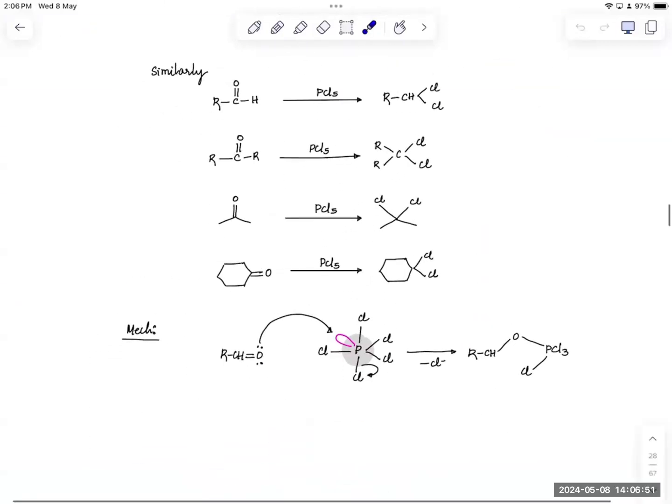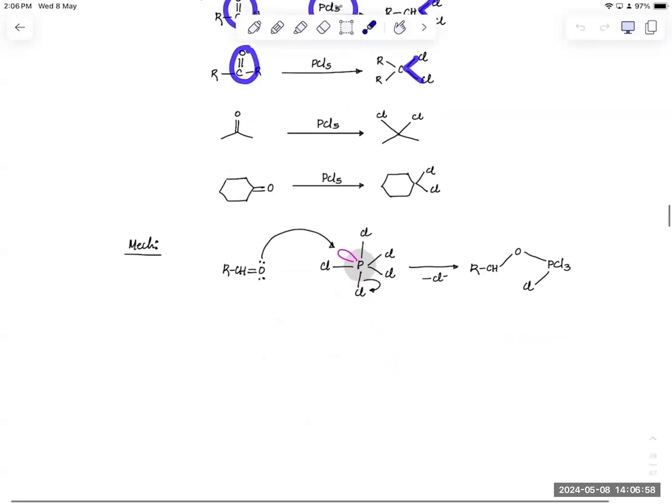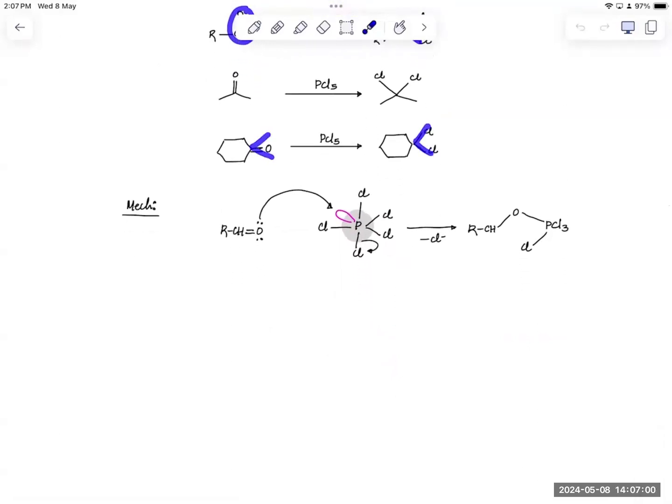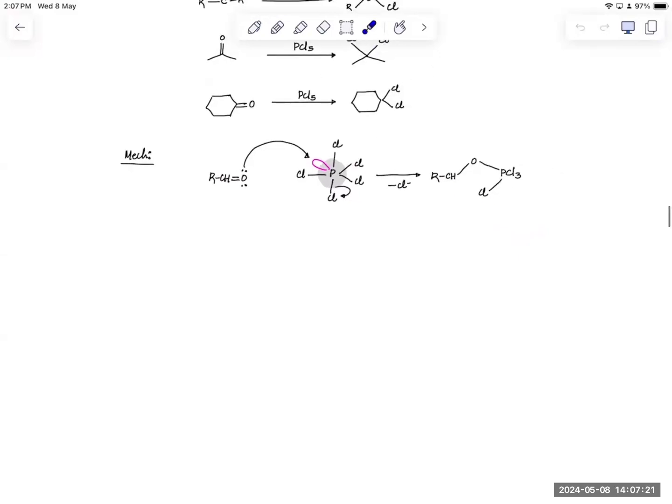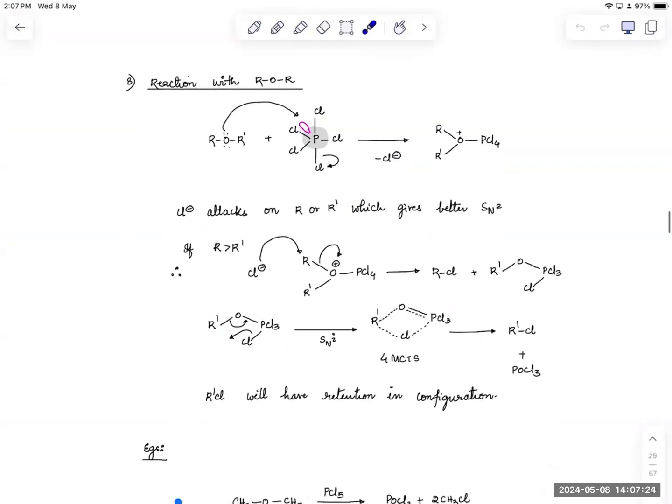Now, if you add PCl5 on any double bond, you'll get two chlorides. Same way here also you'll get two chlorides, whether it is in cyclic form also, we'll get two chlorides here. Okay. So you can see the mechanism goes something of this sort where the oxygen will attack here on the empty orbital, Cl will come out, and then the Cl will attack from here, a double bond will form, and one more time the Cl will attack.